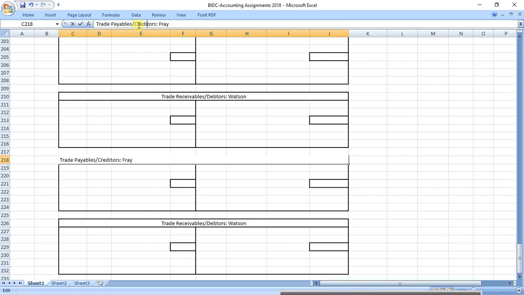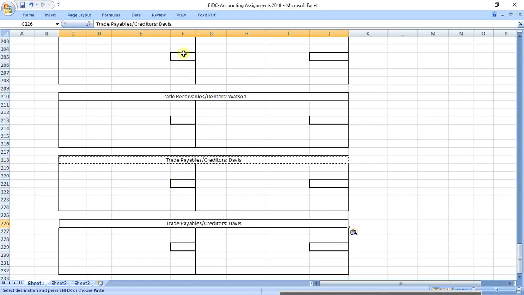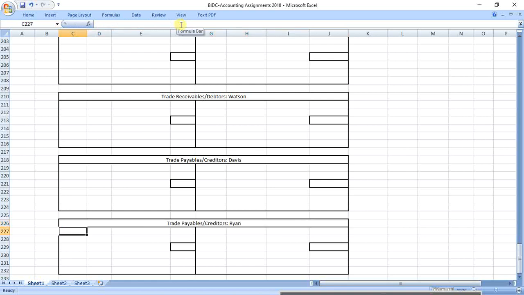2 accounts or 1? 2, because there's 2 in the question, see? Davis and Ryan. I would write in the full name, so like T.M. Davis, Ryan and Co., V.K. Watson, just to be more specific, but we're just using the surnames. Right, so we've got trade payables or creditors, Ryan and Davis. Perfect. We need 2.